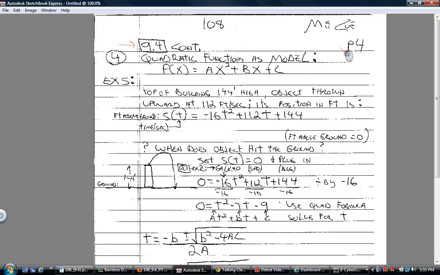Going to tackle page 4 and objective 4. Wish I could say problem number 4, but it's example 5. Okay, so what's interesting here, this is called quadratic functions as a model.